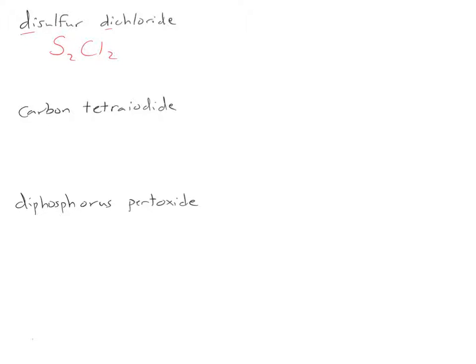Carbon tetraiodide. Carbon, C. How many? Well, there's nothing written there, and we know that means there's 1. Tetraiodide, iodide, iodine, I. Tetra, 4. So CI4. Diphosphorus pentoxide. Phosphorus, P. How many? Di, 2. Oxide, O, oxygen. How many? Pent, 5. So P2O5 is diphosphorus pentoxide.